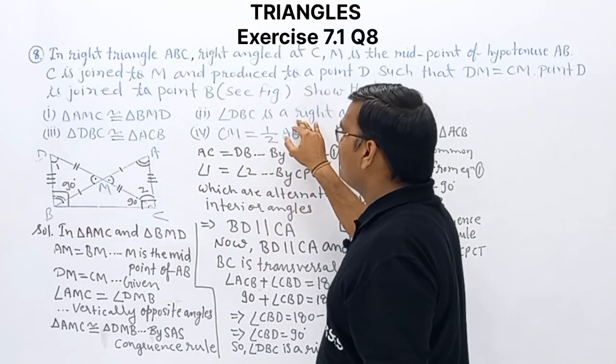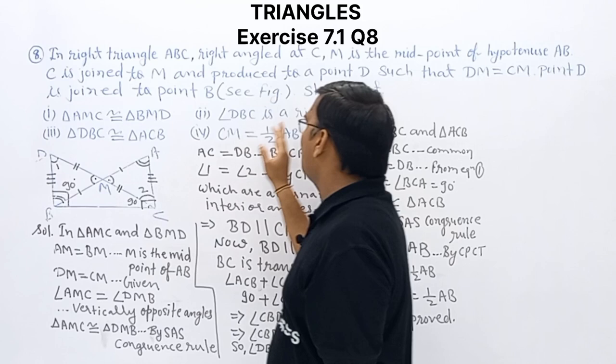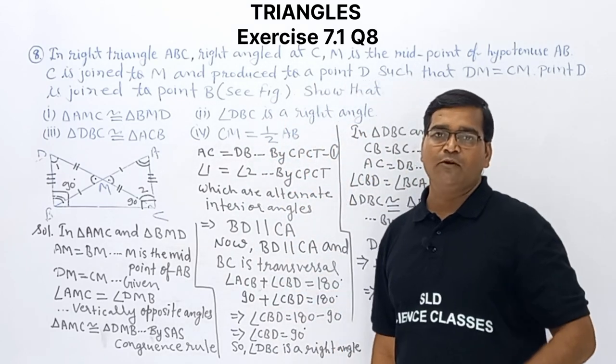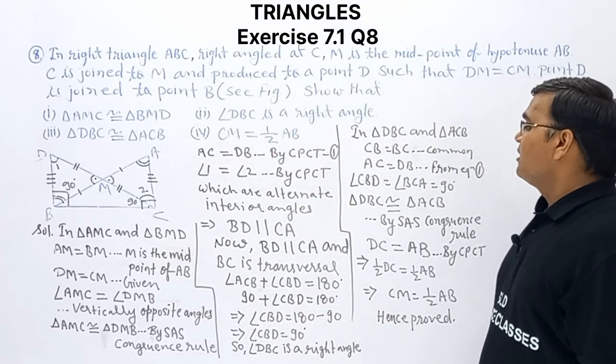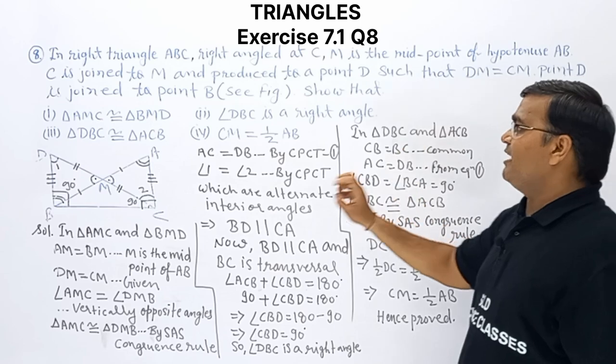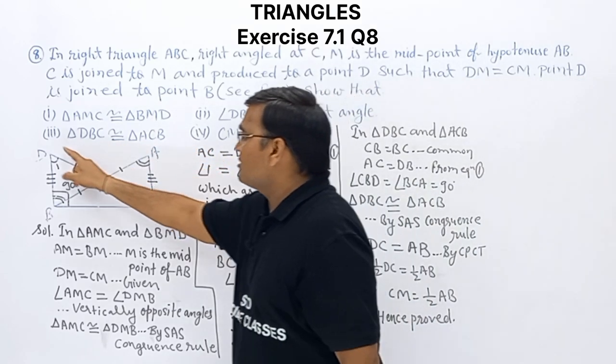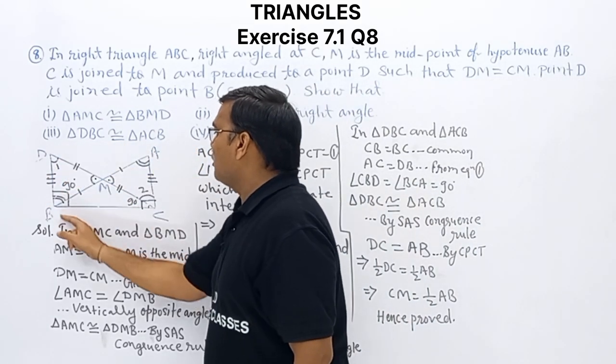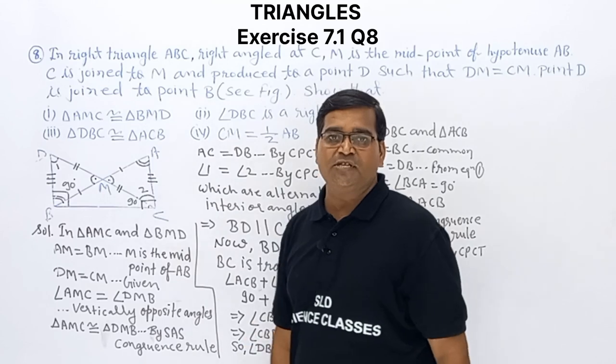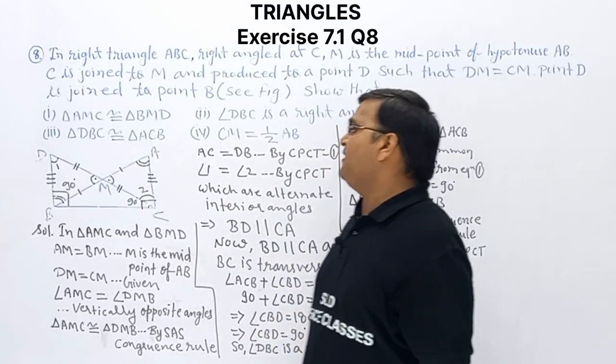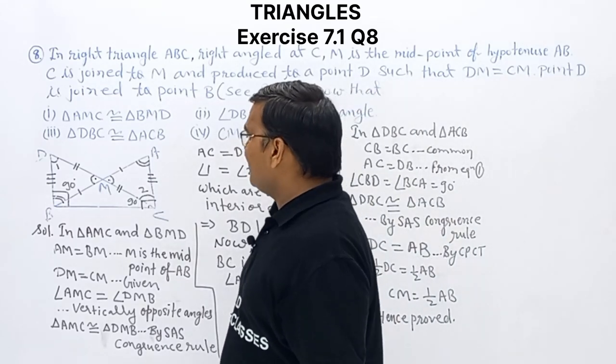We wanted to prove this one. So we can say DBC is a right angle, we proved. I hope you understand these things. Now 2 questions we completed. Now we want to prove whether this triangle is congruent to this one or not. This is the 3rd question. How will we prove it? Observe carefully what we are doing in this one.